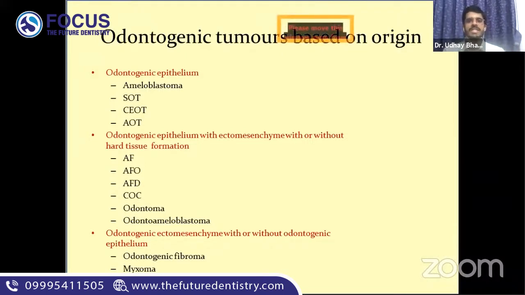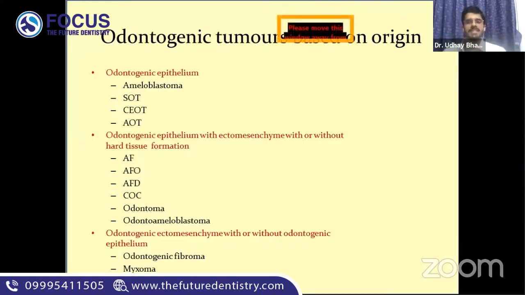So if the odontogenic epithelium is affected, you have four tumors. That's your ameloblastoma, your squamous odontogenic tumor, your calcifying epithelial odontogenic tumor, also known as the Pindborg tumor, and the adenomatoid odontogenic tumor. So these are tumors that arise exclusively from the odontogenic epithelium. Then you have some contribution from the connective tissue, that is the ectomesenchyme. So epithelium plus ectomesenchyme, with or without hard tissue formation.